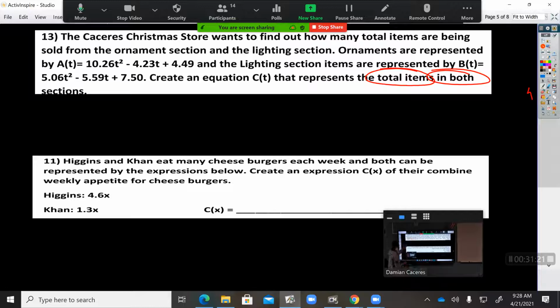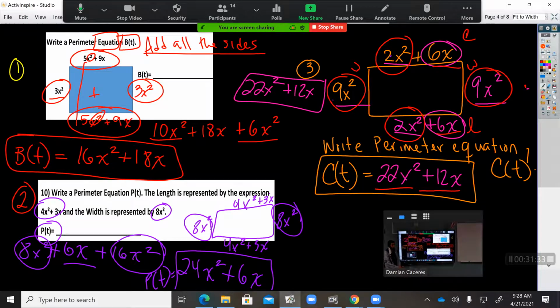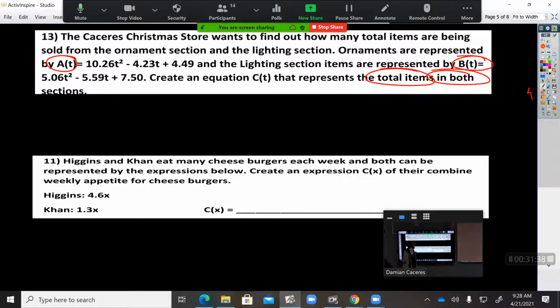Add them. So that tells you all I have to do in this question is add whatever you have for A of t with whatever you have for B of t. How are you going to add it? The same way you did these examples, by adding like terms. So over here, you have a t squared in the front of both equations.